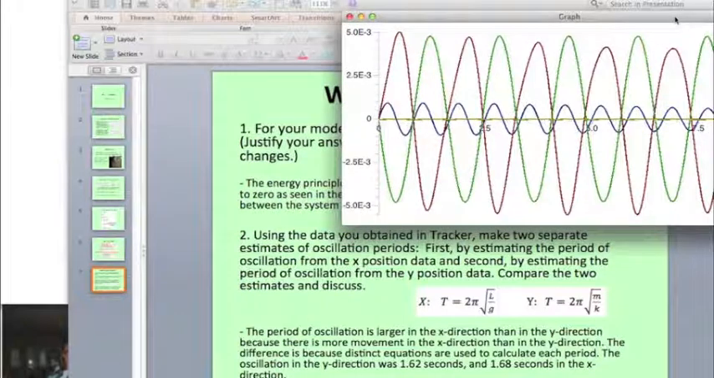The period of oscillation is larger in the x direction than in the y direction because there is more movement in the x direction than in the y direction. The difference is because distinct equations are used to calculate each period. The oscillation in the y direction was 1.62 seconds and 1.68 seconds in the x direction. So these two equations were used for the respective directions of the oscillation.